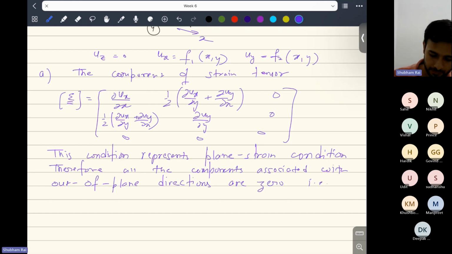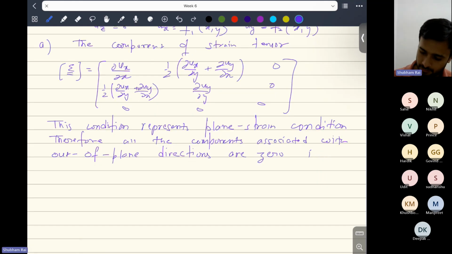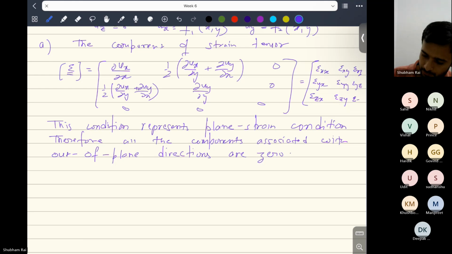So that is, we can say, you can just figure it out. Actually, you can compare this with the general strain matrix, where here we have epsilon xx, epsilon xy, and epsilon xz. So epsilon xz and epsilon zx are 0, then epsilon yy, and epsilon yz. And here we have epsilon zx, epsilon zy, and epsilon zz. Compare from here.